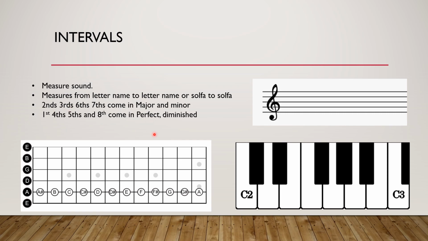The easiest way to tell if an interval is a first or a second is to have a look at the letter name or the solfa. If you're going from, let's say, C to D, because we're changing letter name and we're only changing by one in the alphabet or one in the sequence, so that could be do to re, it's a second. If we were going from C to C sharp, or do to di, we're still staying with the name of C, and so it's actually a first. So we just count in order how many names change in solfa or in letter names.